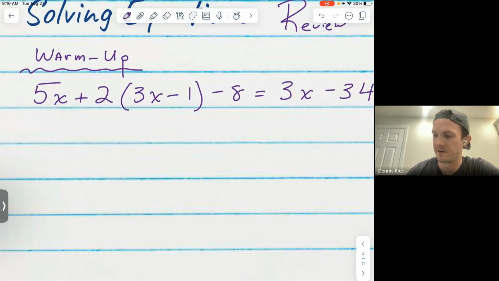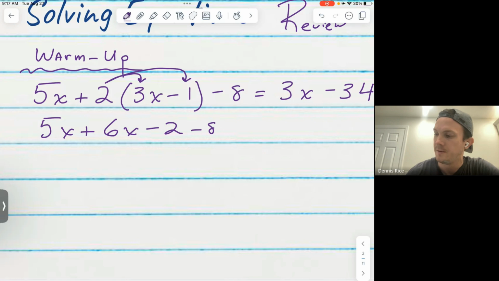But let's get to this. On the left, we see a number outside of a parentheses. We call that distribution. I'm going to draw my two little arrows to remind me to multiply twice. 2 times 3x is 6x. 2 times -1 is -2. I have nothing to do on the right. I'm going to copy the whole thing down.